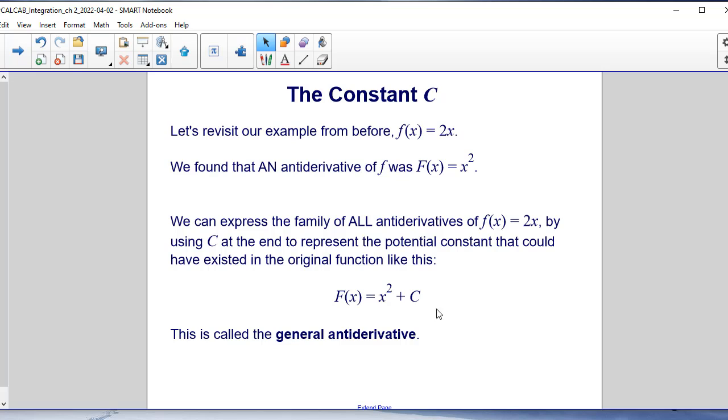And this C would be the constant of integration that would be added any time we integrate a function because there is a possibility that a constant was at the end of that function.